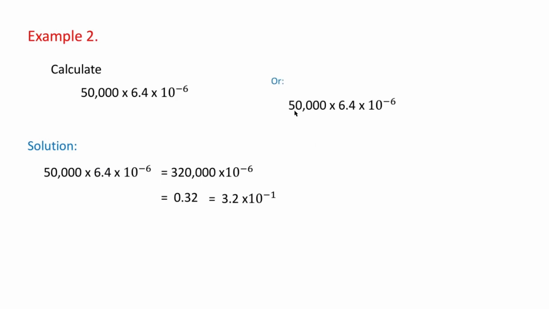Or what you can do, you can take this 50,000 and turn it into a scientific number. And now you multiply 5 times this gives you 32. You add the exponent, negative 2. You get this one here. Again, in scientific notation is this.